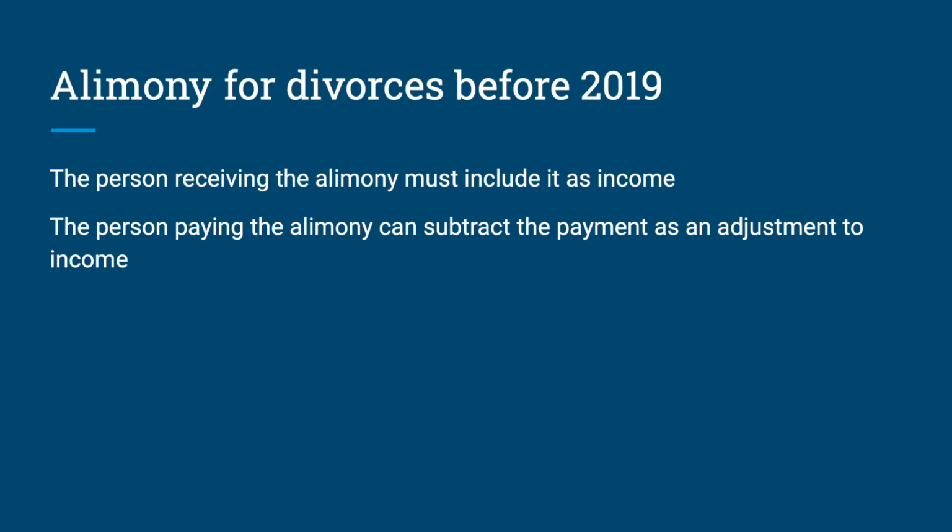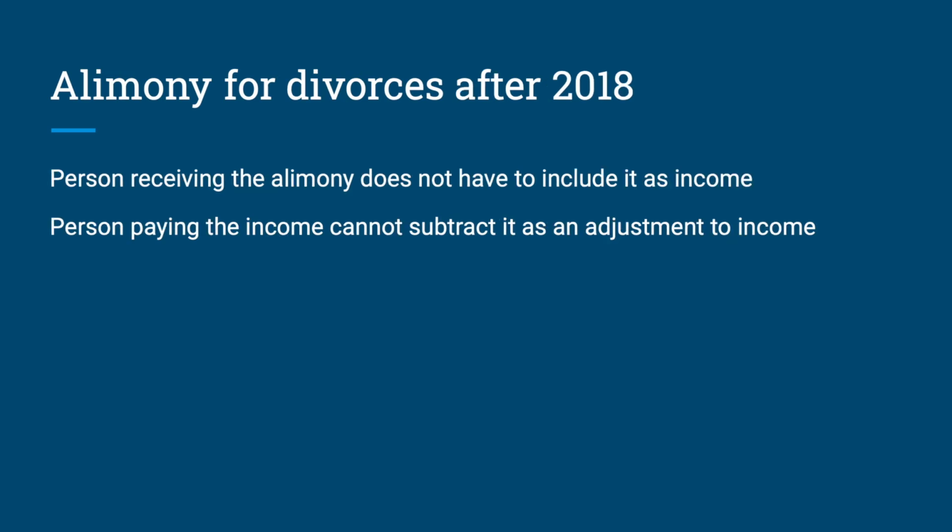And so the way that we treat alimony with regard to taxes for divorces that were executed before 2019 is that the person receiving the alimony has to include it as income, and the person paying the alimony can subtract the payment as an adjustment to income. And so again here, if a divorce is executed before 2019, it's income for the person receiving it, and it can be subtracted as an adjustment to income for the person who is paying it.